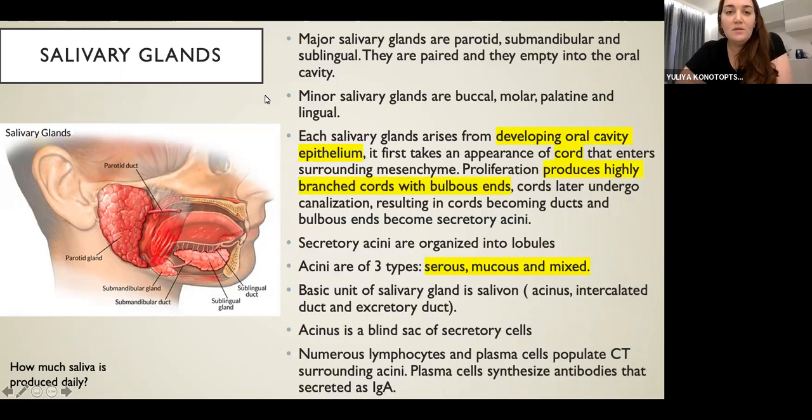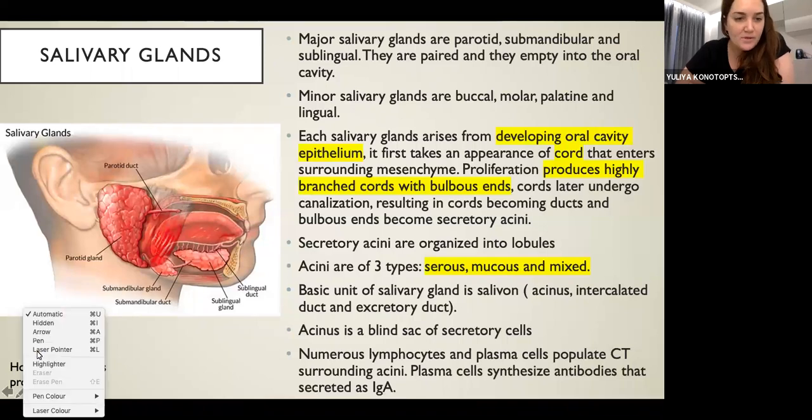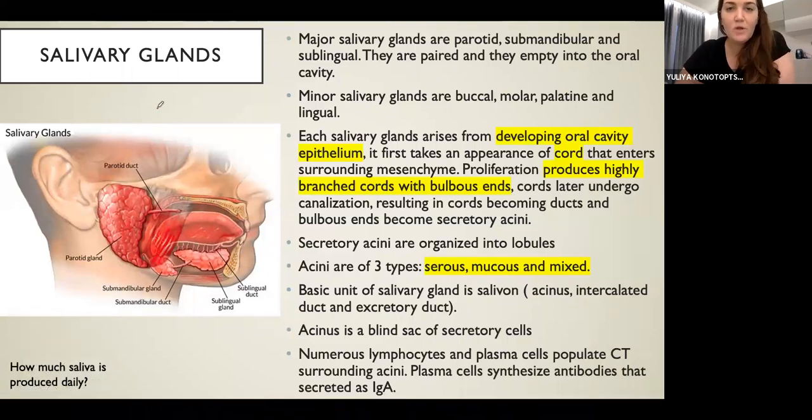So let's begin our first part. So where's my pen? Like this, like this. Okay.